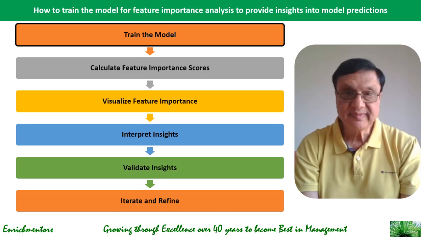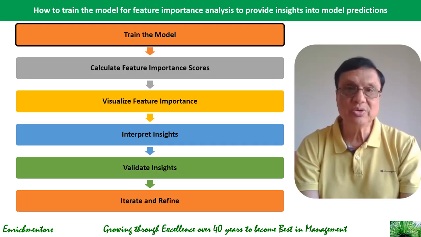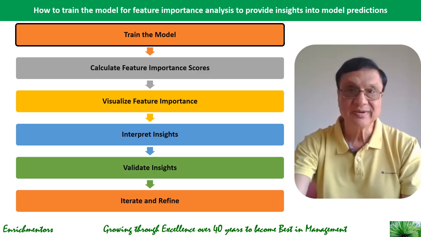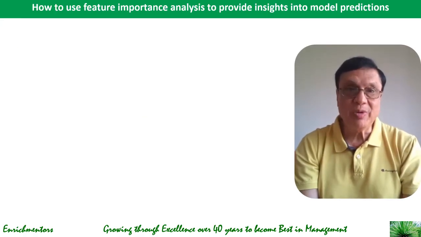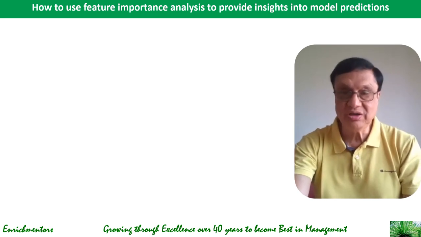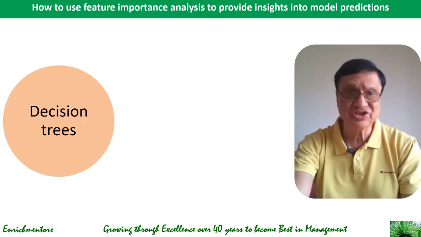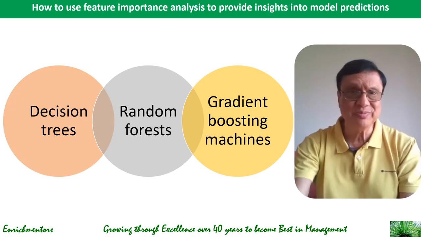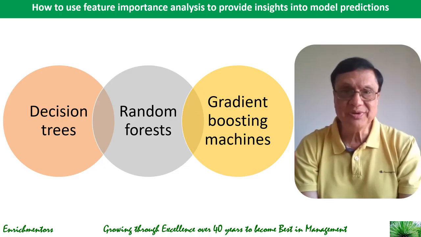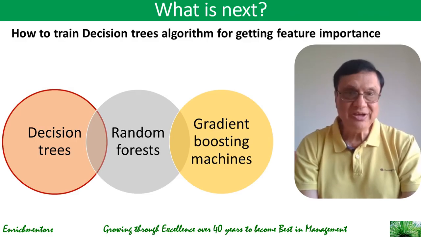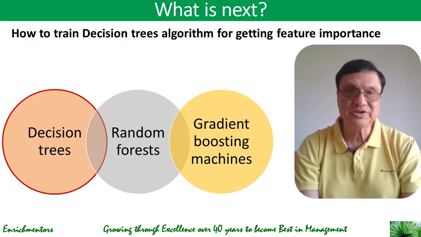Right. So, having looked at the overall six-step model, let's look at how to train the model for feature importance analysis to provide insights into model prediction. So, how to train the model? You start by training your machine learning model using the data set that you have. Now, this could be a supervised learning algorithm like decision trees, random forest, or gradient boosting machine, or any other algorithm capable of providing feature importance scores.